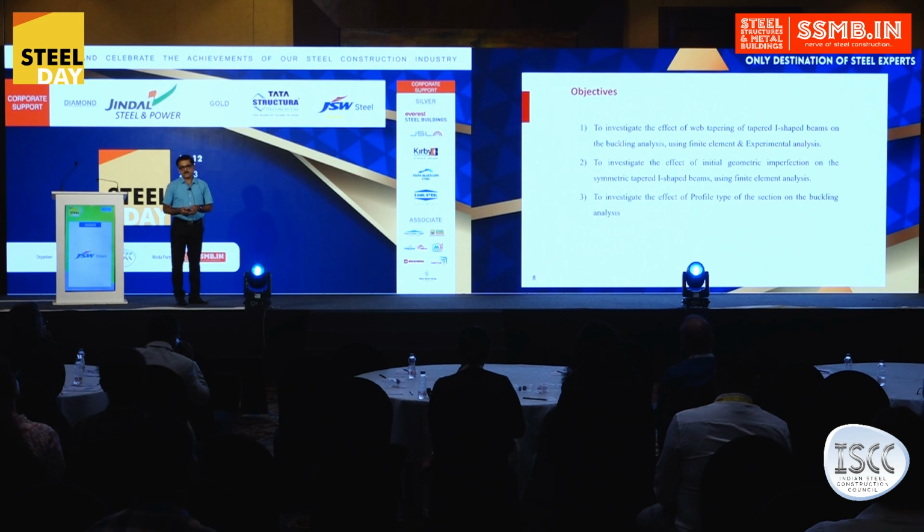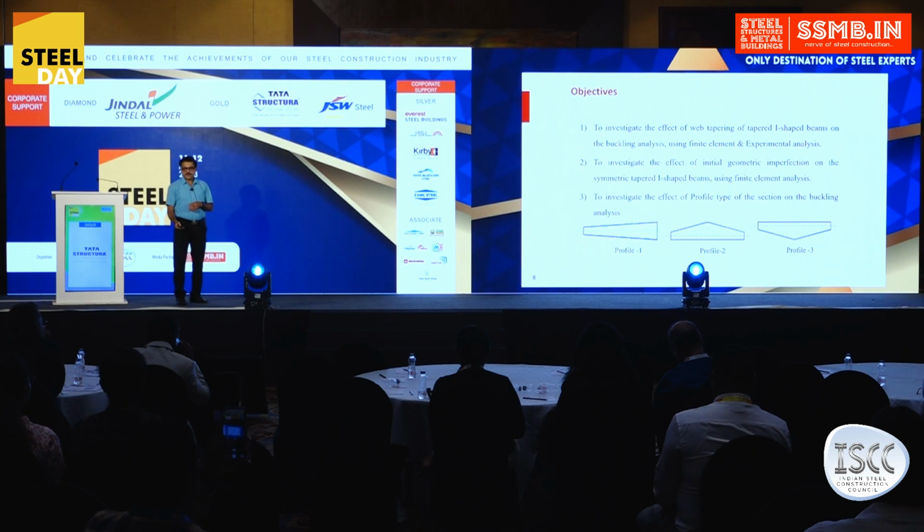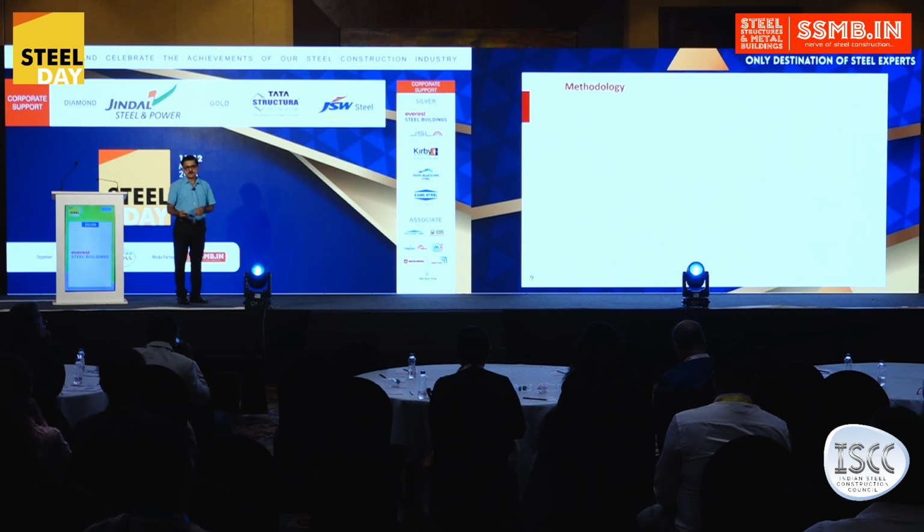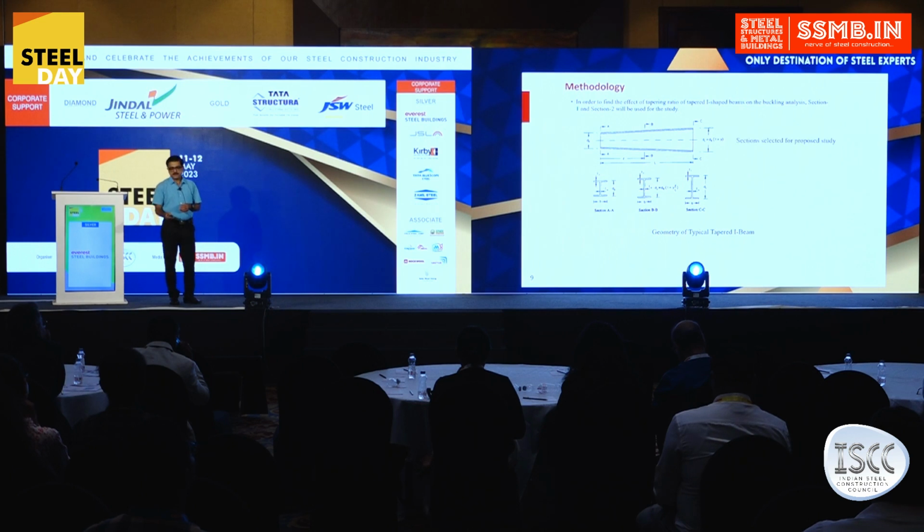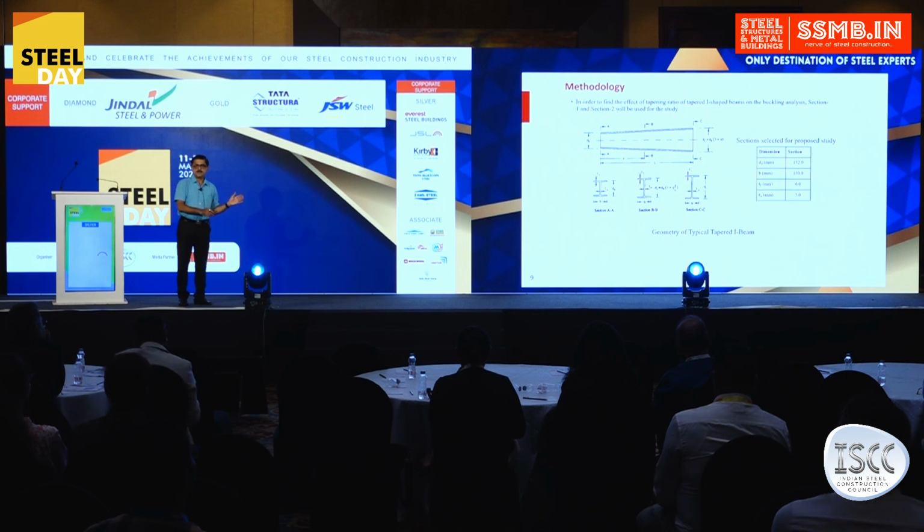To investigate the effect of the profile type of the section on the buckling analysis, three types of profiles were chosen while doing the analysis: profile type 1, profile type 2, and profile type 3. These were the objectives framed while keeping those questions in mind. So what methodology was used? The sections were selected as seen on the screen, such that they can be tested at the testing facility.